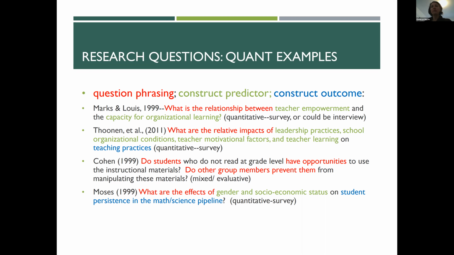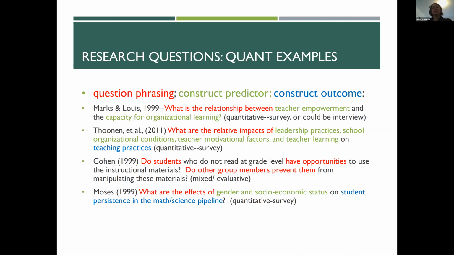The next one says, do students who do not read at grade level have opportunities to use instructional materials? Do other group members prevent them from manipulating these materials? This is an evaluation research question, right? And maybe they might be a little more specific about the context, but you can imagine that first question, do students have opportunities? Now, one thing I do not like about this research question is it's a yes or no question. I would word it, to what extent do students have opportunities? And that opens it up a little bit more, but it's still quantitative.